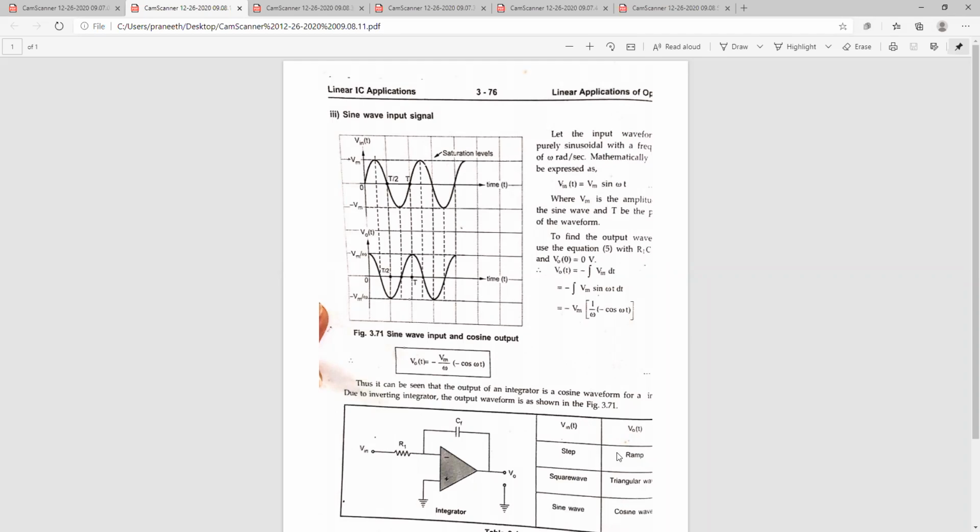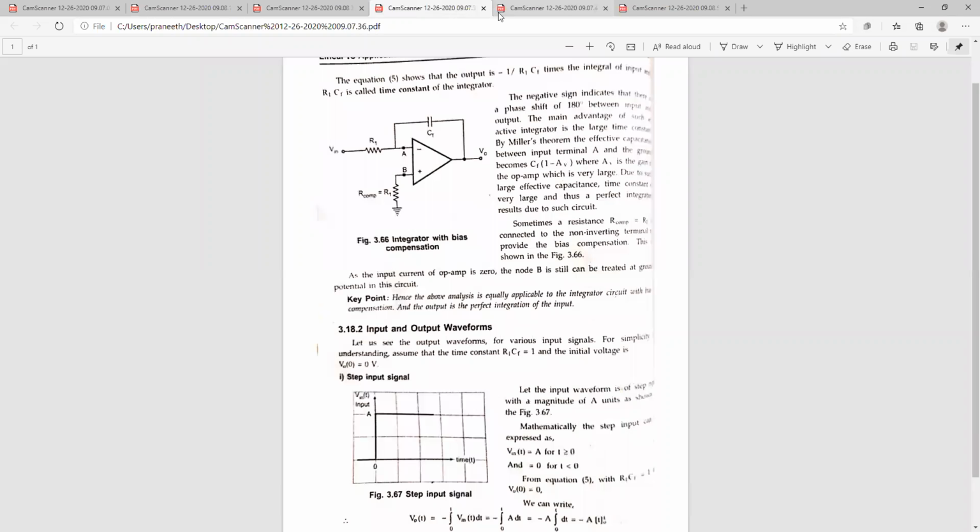So here is the list of waveforms. For step input, I have got ramp. For square wave, I have got triangular wave. For sine wave, I have got cosine waveform, right? So just take down this concept of input and output waveforms. After that, we'll go for the frequency response of the ideal integrator.